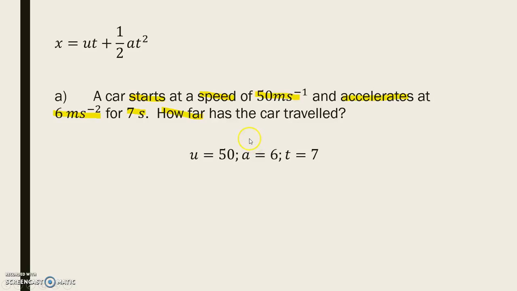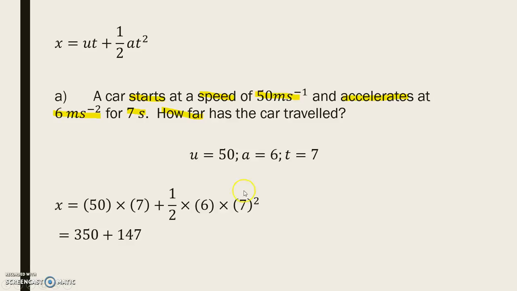We're just going to substitute all those values into this formula. So wherever we see a u, we replace it with 50, and I'll put that in brackets. t becomes 7, we multiply, plus a half times a, substitute a is 6, and then t, 7 squared. Work this out, it's 350 plus 147 is 497 meters. So after 7 seconds, that car has travelled almost half a kilometre.